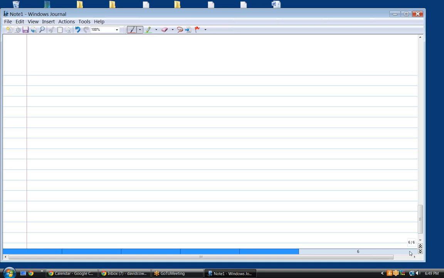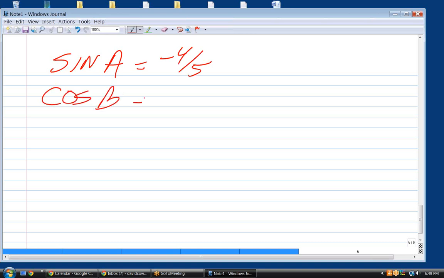So then I have some more exact values, but the kind where you have to graph two things. So using the sine of A is equal to negative 4 over 5, and the cosine of B is equal to negative 5 over 13. You have to find a bunch of stuff. So we need to find A and B? No, you need to find the sine of A minus B.